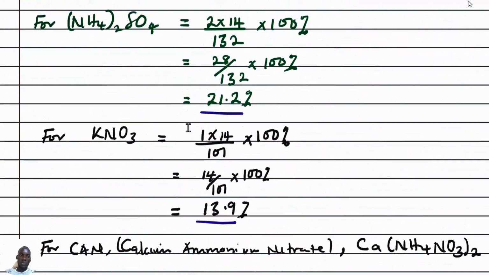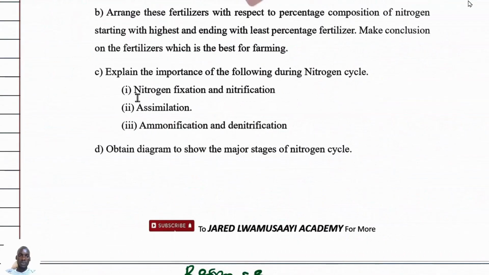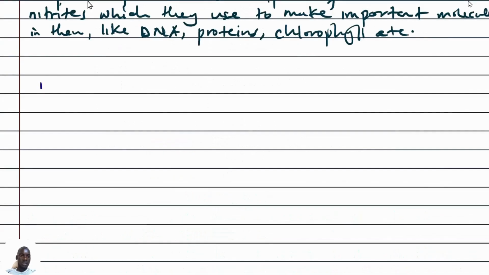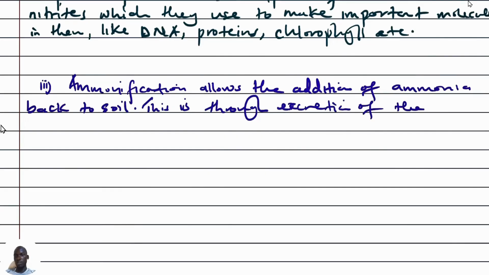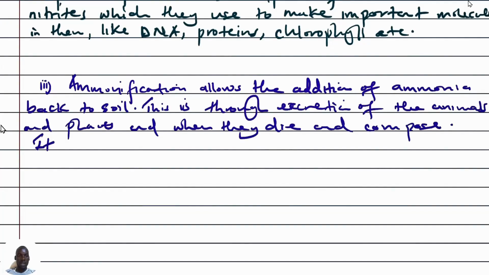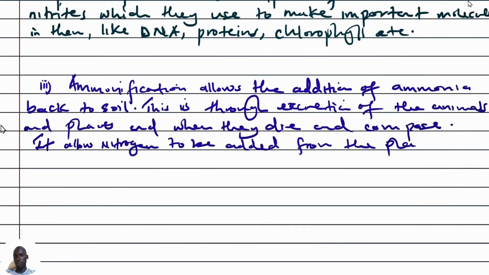Then you can go to Roman numeral 3 of our part C. We have to explain the importance of ammonification and nitrification. Ammonification allows the addition of ammonia back to soil. This is through excretion of the animals and plants, and also when they die and decompose. So it allows nitrogen to be added to the soil from the plants and animals. As they die and decompose, the inorganic compounds containing nitrogen in the form of ammonia are added into the soil, which are later converted to nitrites and nitrates by nitrification.